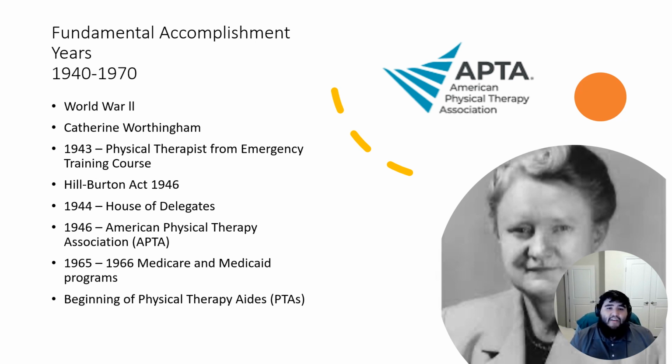This included amputation, burns, cold injuries, fractures, all that stuff that they added. Now this is also the year that they added the Hill-Burton Act in 1946, and the House of Delegates in 1944. The House of Delegates was the highest policy making body at the APTA as we know today.